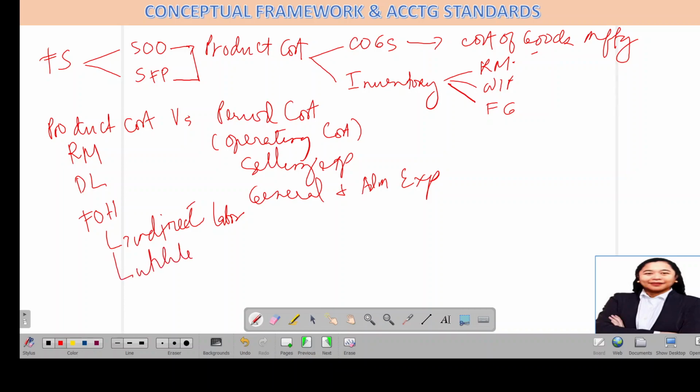Pwedeng utilities in the factory. Ano na yung utilities natin? It would be water, communication, electricity. No? So, kung may indirect labor, may utilities, meron ding indirect material. Okay? Pwede yan sa overhead. Okay? And what would constitute indirect material?